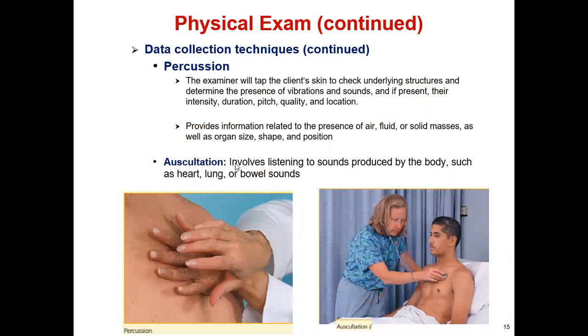Auscultation involves listening to the sounds produced by the body, such as heart, lung, or bowel sounds. So sound is not only produced by your lungs and your heart; the GIT can also produce sound. When food is passing through the lumen, a sound is produced. It is called bowel sound.